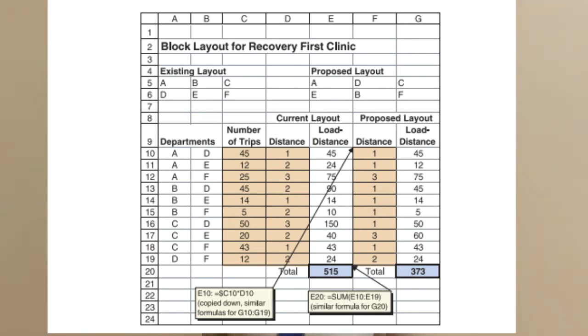In the block layout for Recovery First clinic, on your right side is the existing layout, and on the left side is the proposed layout. Under that are the current layout and the proposed layout, showing the number of trips, distance, and load distance. In the current layout, the total is 515, while in the proposed layout it is 373.